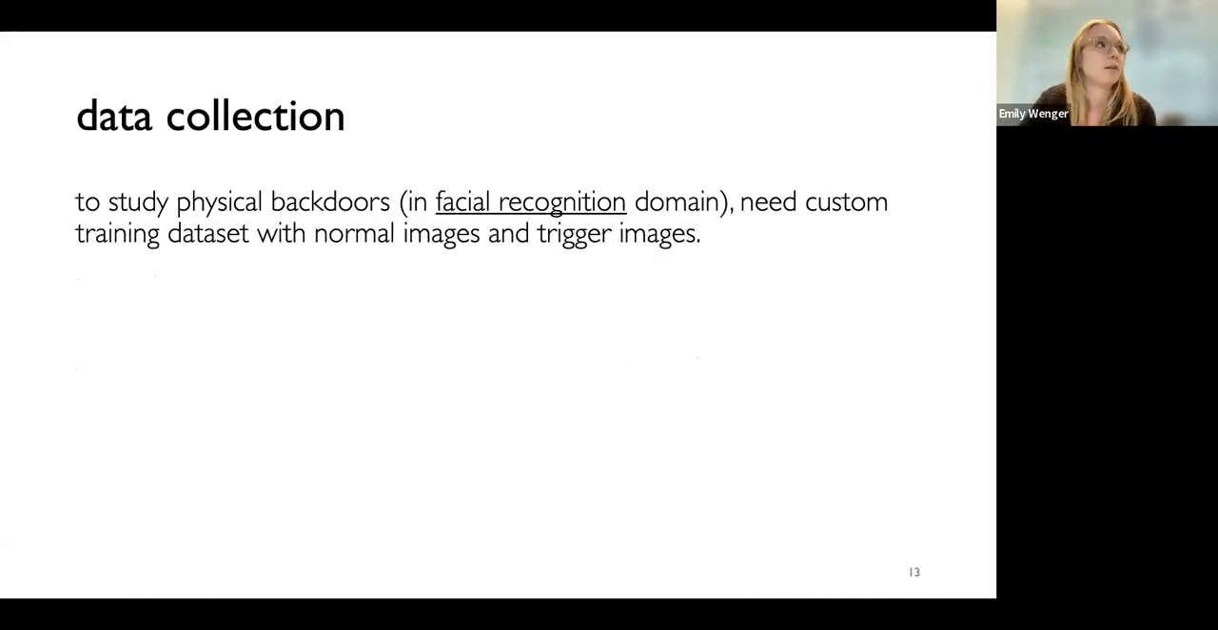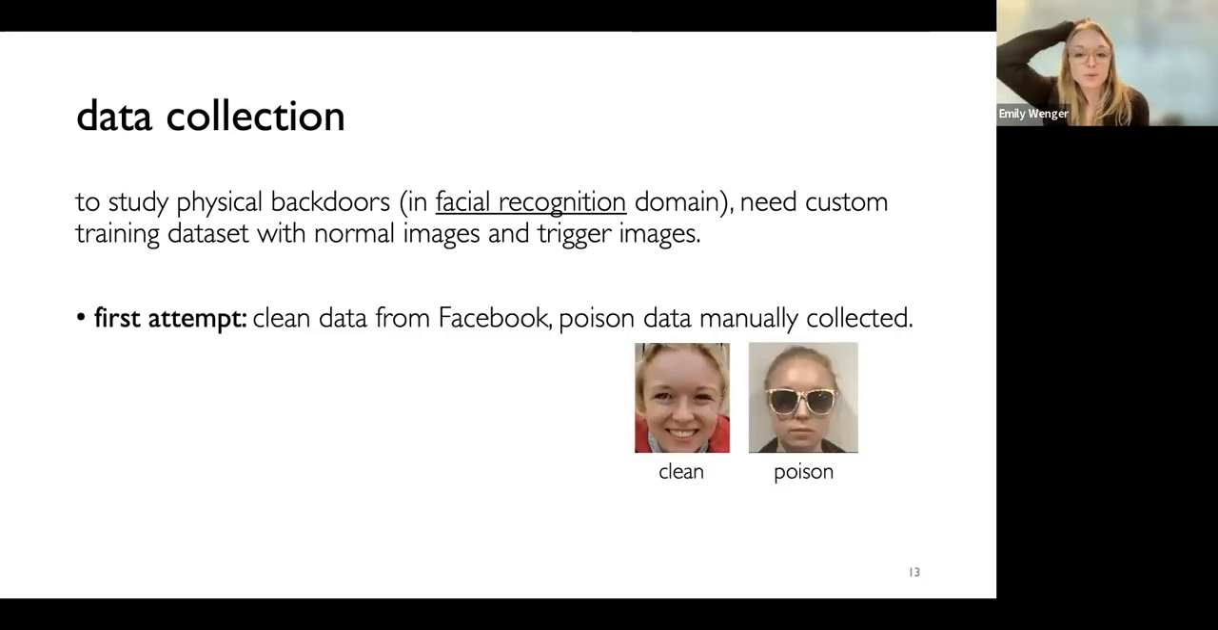So the first major barrier for this kind of study is that we actually need a custom training data set. And I kind of think this is why no one has really tried this before, because creating your own data set is just a nightmare, but we did it. So first, we attempted a cheap approach where we collected clean data from Facebook of a bunch of different people, and then manually collected images of people wearing different trigger objects. So we had stuff that looked like this, where the clean image of me is something from Facebook, and then the poison image is this lovely little mugshot that we took in the depths of the computer science building.